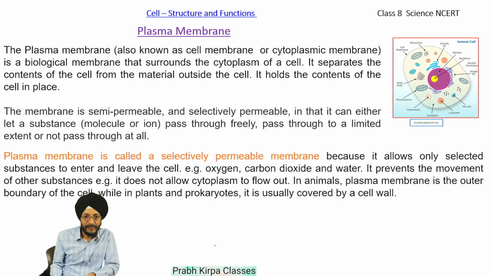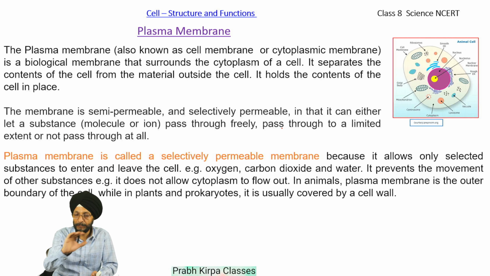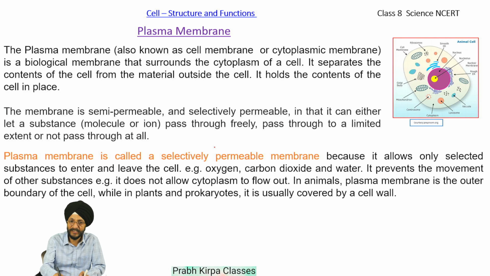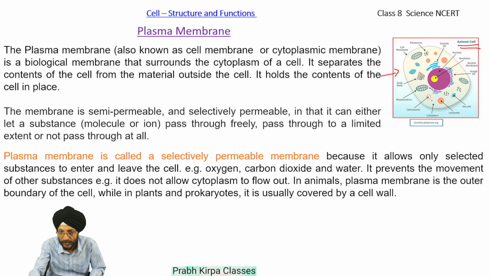Next, we will discuss the outer covering which is present in the plant cell as well as in the animal cell. However, as already discussed, plant cells also have an additional covering outside the plasma membrane, which is known as the cell wall. So we are here talking about the plasma membrane. Here is the photograph of an animal cell. Here you will see that the outer covering is this. This is the plasma membrane.